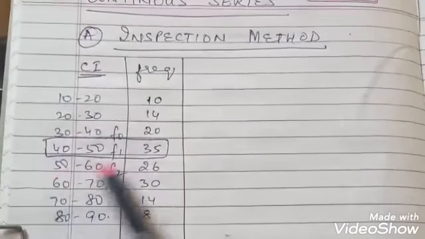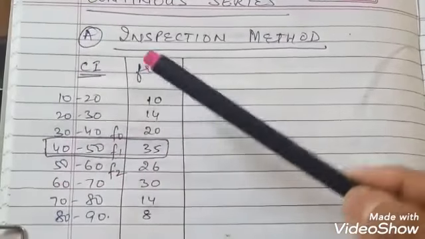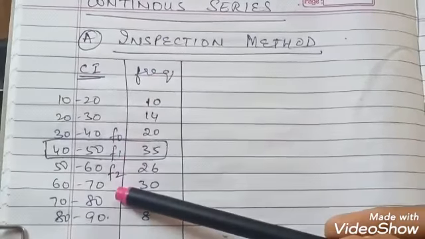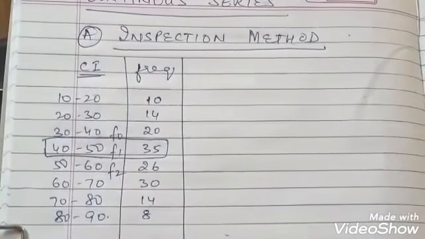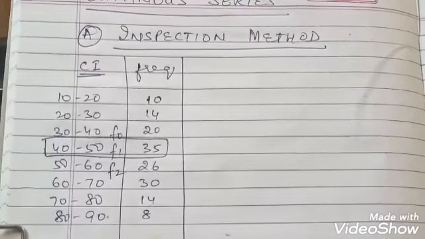When you have the modal class, I would always recommend you to block it here and write F0, F1, F2. When you do so, it becomes easy for you to calculate and estimate when you're putting in the formula.